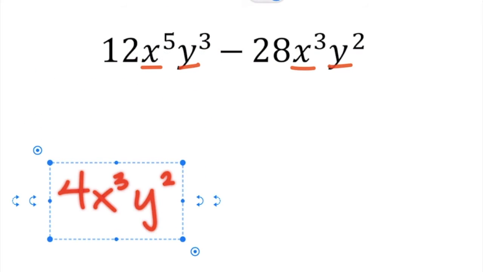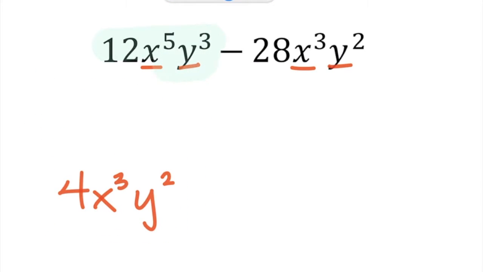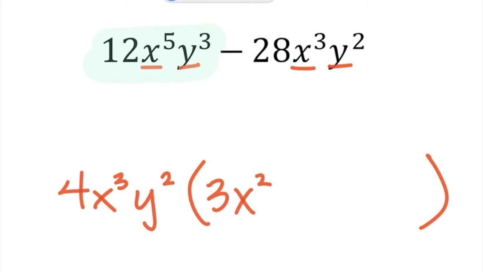Now ask yourself, if you factor out a 4x to the third y squared from that 12x to the fifth y cubed, what's left? Well, 4 times 3 would give you 12. X to the third times x squared would give you x to the fifth. And y squared times y would give you y to the third.